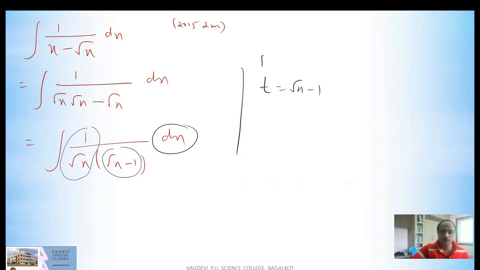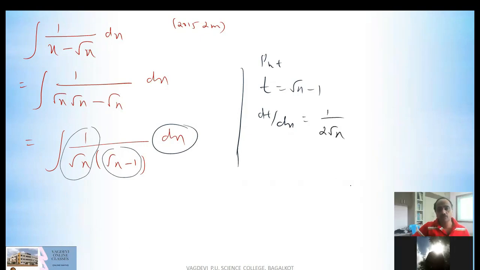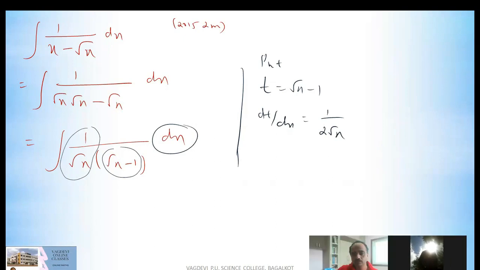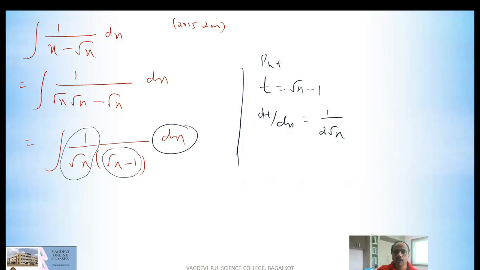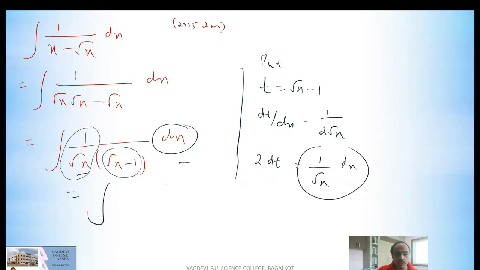So substitute, or put t is equal to root x minus 1. If I differentiate, what is the derivative? 1 by 2 root x, and the derivative of constant is 0. But we have 1 by root x, not 1 by 2 root x. If something is unwanted, you cross multiply. 2 dt is equal to 1 by root x dx. So what is 1 by root x into dx?